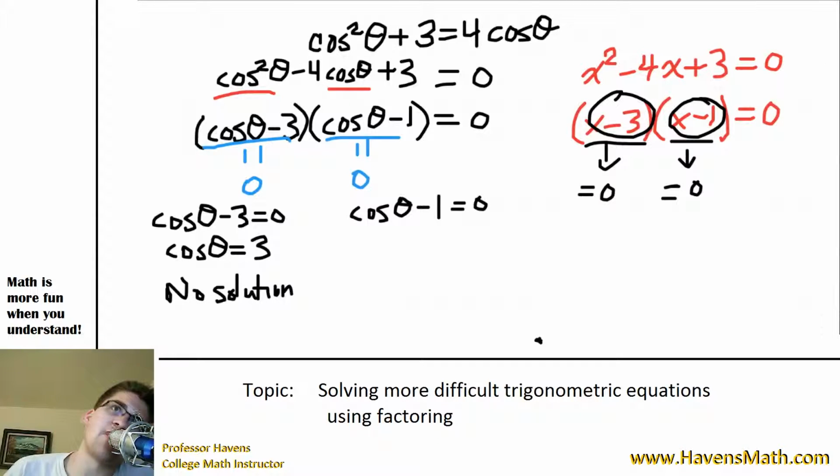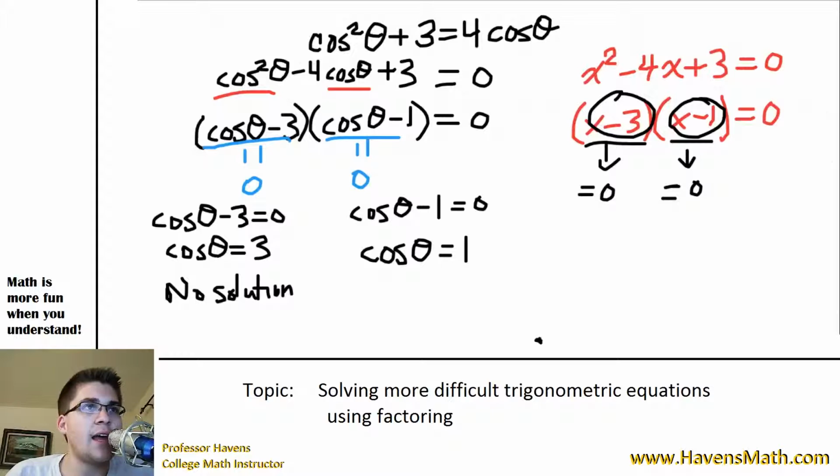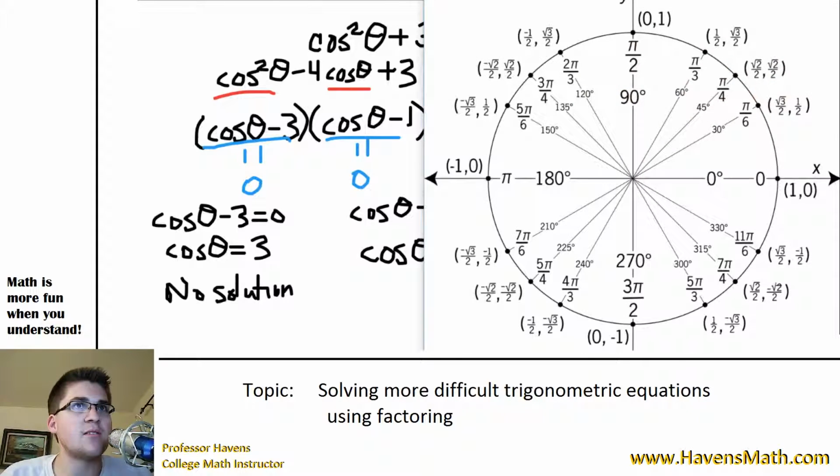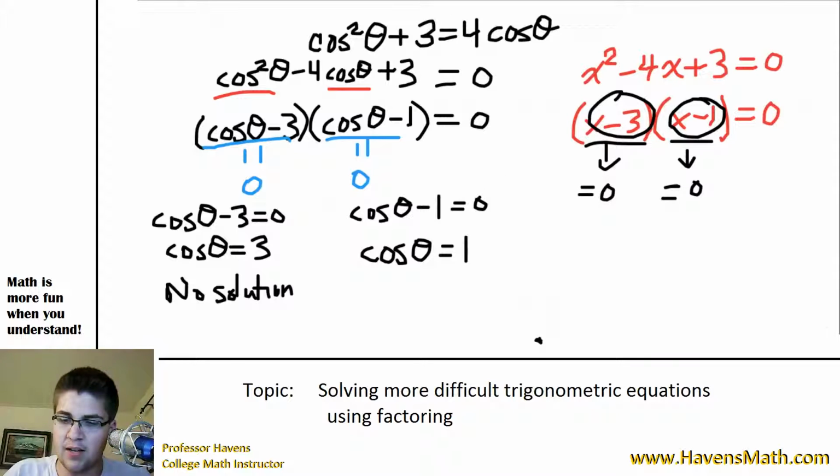As for the second factor, cosine theta minus 1, we could add 1 to both sides. We get cosine theta is equal to 1. And we could reference our unit circle to see where cosine theta is equal to 1. Remember, cosine theta is the x coordinate. And there's only one position where cosine theta is equal to 1, which is at 0. So only one solution over here, which is 0. So that would be our answer. Theta would be equal to 0 in this case.